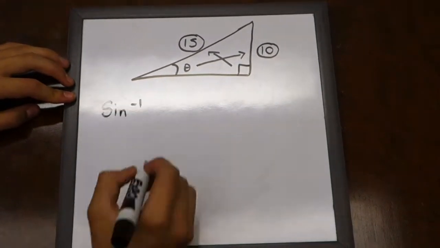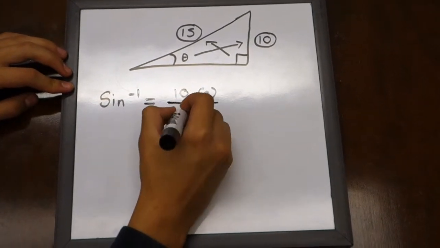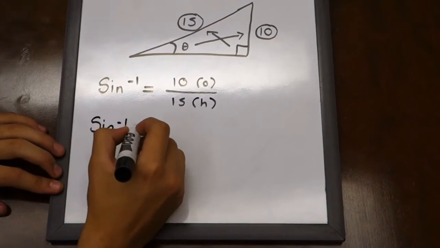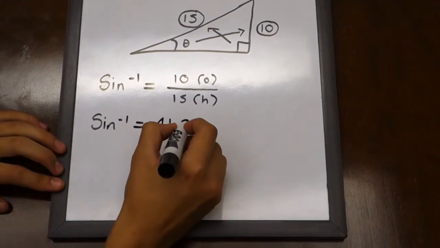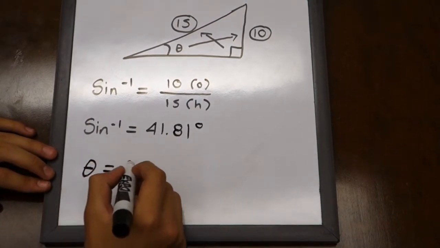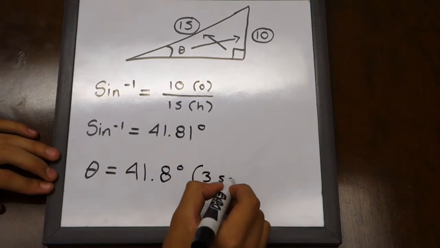To find an angle, we need to use sine minus 1. So sine minus 1 equals 10, that is the opposite side, divided by 15, that is the hypotenuse. Sine minus 1 equals 41.81 degrees. So theta equals 41.8 degrees rounded to 3 significant figures.